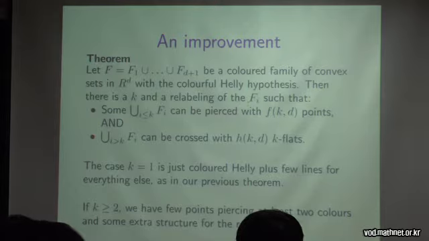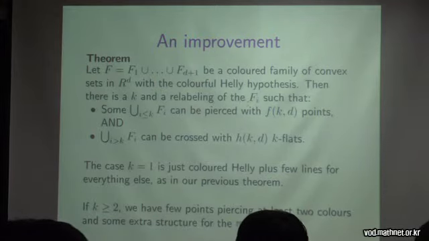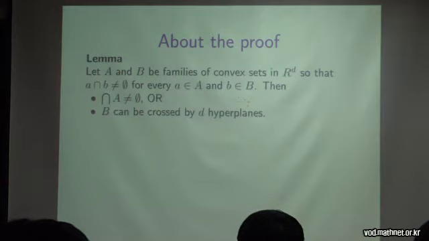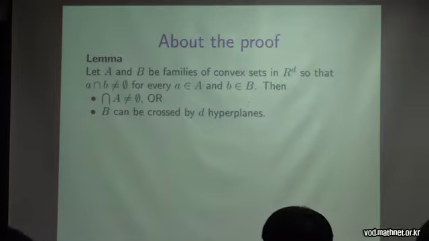And we have no idea how these numbers behave in reality. So we only have upper bounds, and they're really bad upper bounds. So let me tell you something about how this is proved. First we start with a very easy lemma.